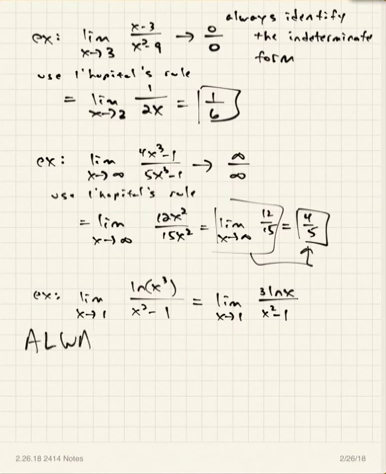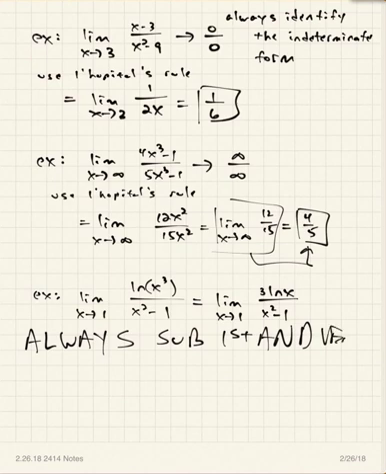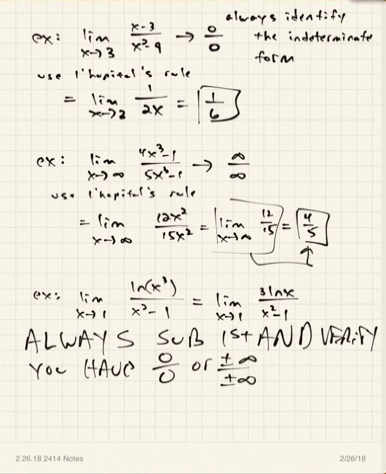Always substitute first and verify you have 0 over 0 or plus or minus infinity over plus or minus infinity. Right? Verify that you can actually use L'Hopital's rule in the problem. Otherwise, it will almost certainly be wrong. You'll get the wrong answer if you try to use L'Hopital's rule on a form that is not one of these two. All right, so you got to be really careful there. Use substitution first and verify you have one of these indeterminate forms.